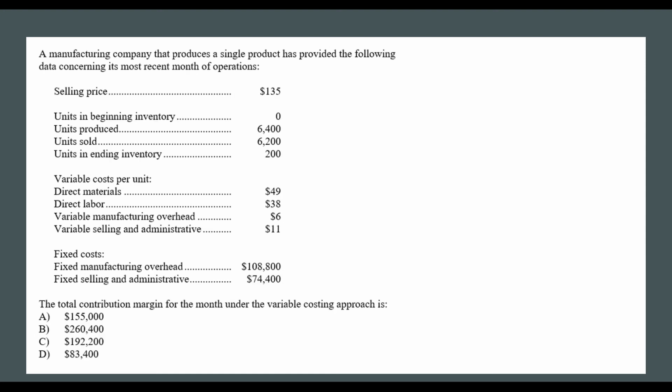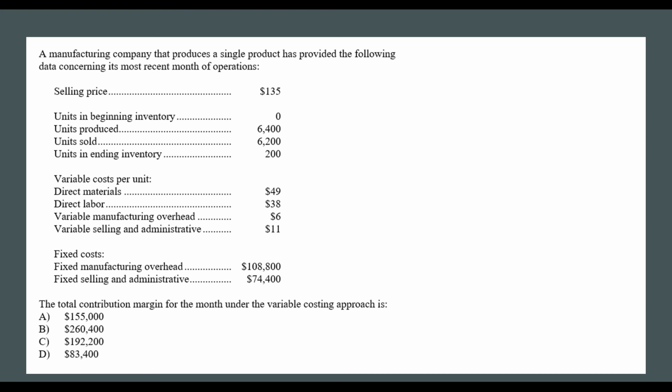Okay, next problem. A manufacturing company that produces a single product has provided the following data concerning its most recent month of operation. So we have here selling price of $135, your units in beginning inventory of 0, your units produced of 6,400, your units sold of 6,200, and your units in ending inventory of 200. And we have here your variable cost per unit relating to your direct materials amounting to $49, direct labor of $38, your variable manufacturing overhead of $6, and your variable selling and administrative expense of $11.